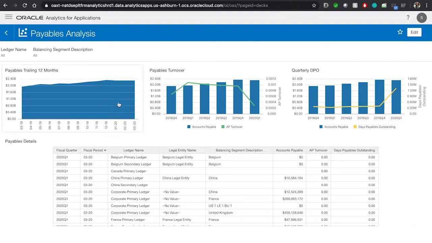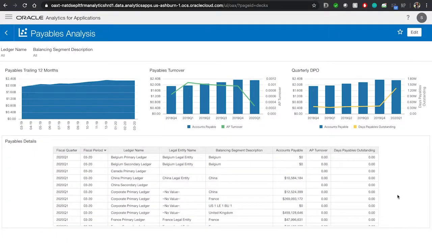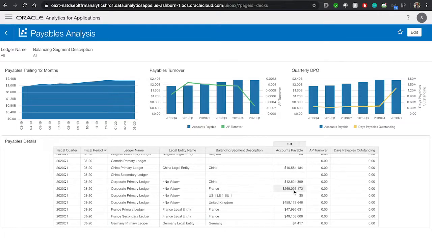On the far left, we have the trailing 12 months graph that's increasing. And to the right of it is a line graph of the payables turnover, which is decreasing. From the graph that we're looking at, we can see that although they're paying back their suppliers in a timely manner, they're taking on more outstanding balances at a rate that's much quicker than what they're able to pay back on. Again, this is validated by the quarterly DPO graph that we see on the far right. From the report on the bottom, the financial manager can use this and better understand which of these suppliers and invoices they're late to pay back on and by exactly how much.